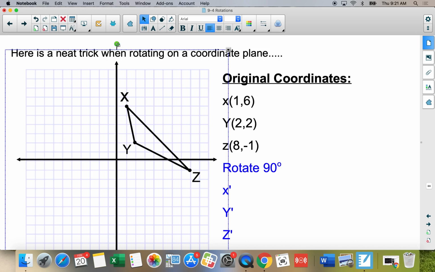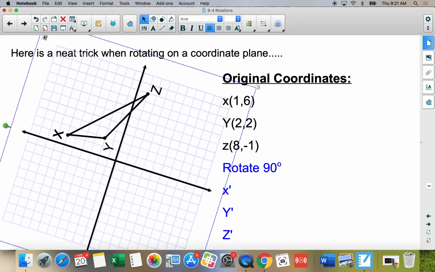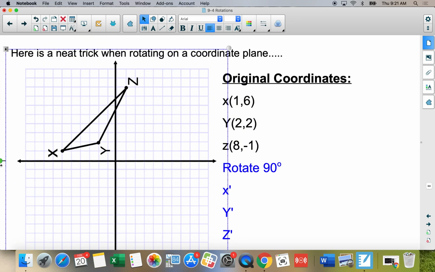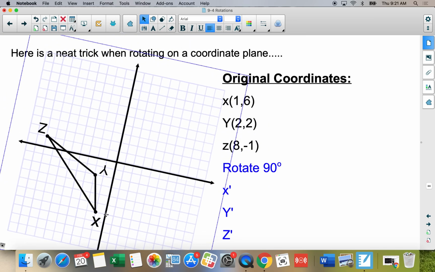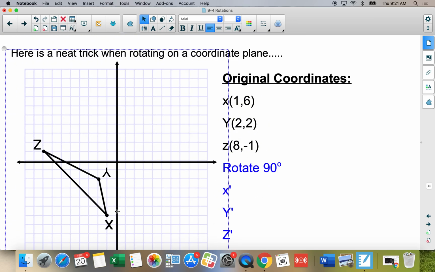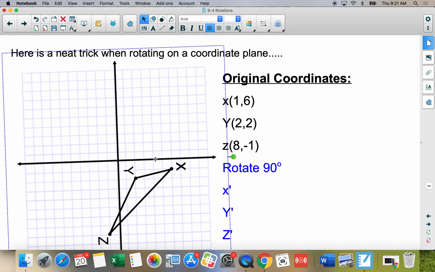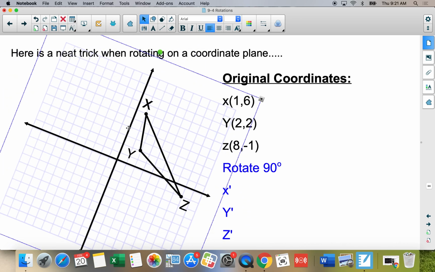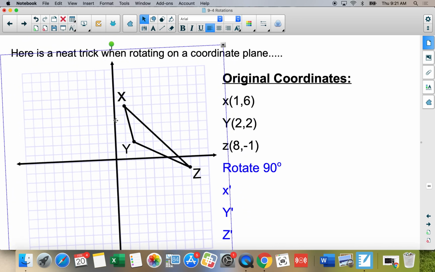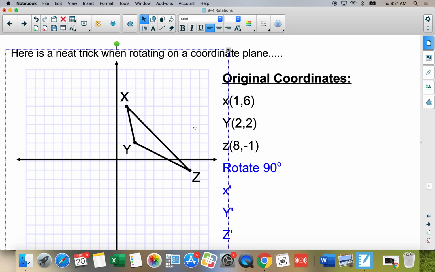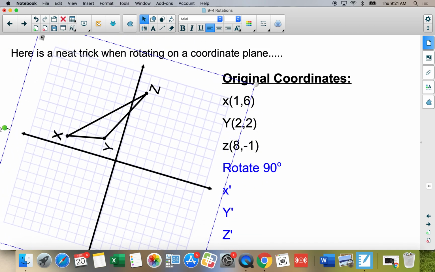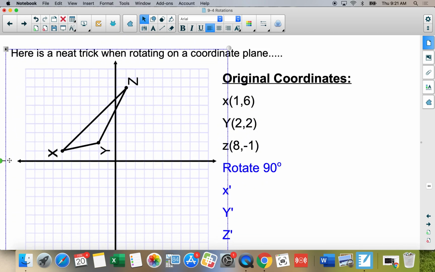Essentially, every time I move it, like here's one rotation, that's 90. Add another 90. 90 plus 90 is 180. 180 plus 90 is 270. And then 270 plus 90 is 360. Okay. So this particular problem asked me to rotate it 90 degrees. So I'm going to take this and rotate it 90 degrees like this.